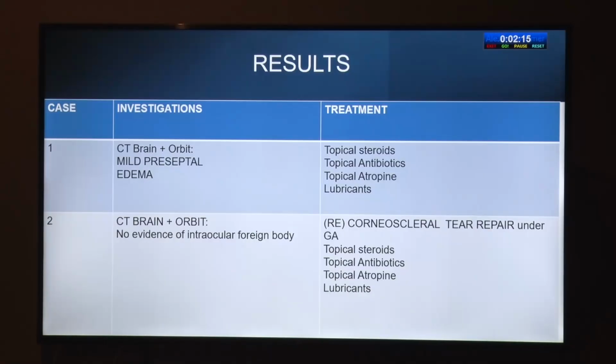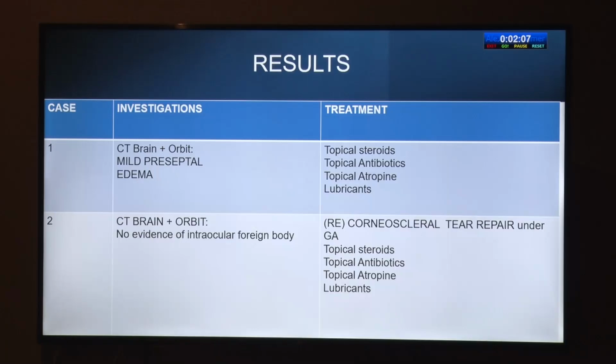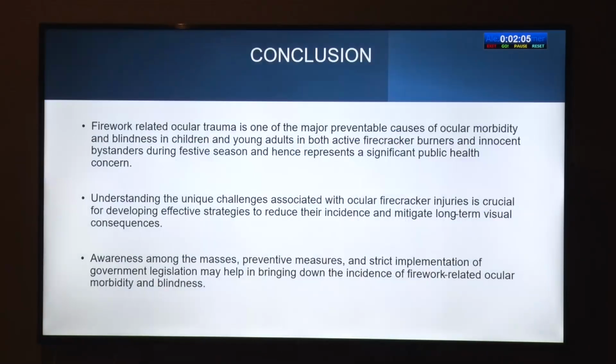And we started topical management for both the patients. In the first patient, the patient was managed conservatively, and in the second patient, after the tear repair, we managed the patient conservatively.